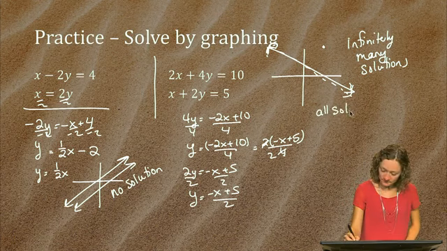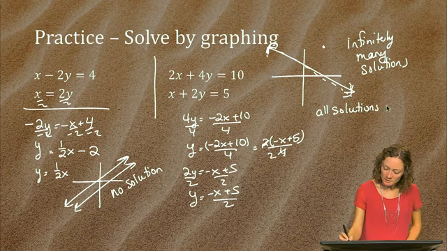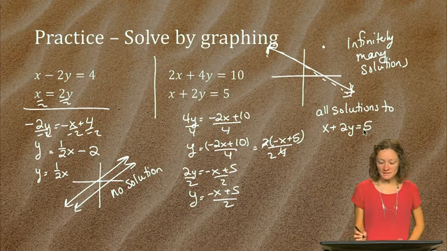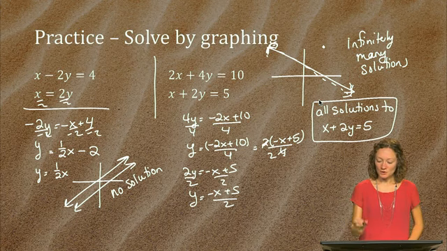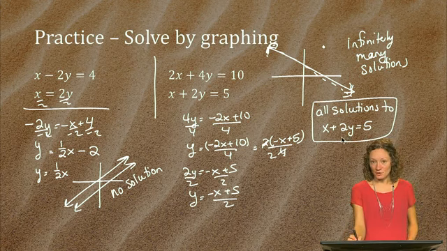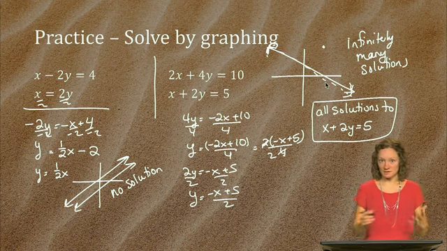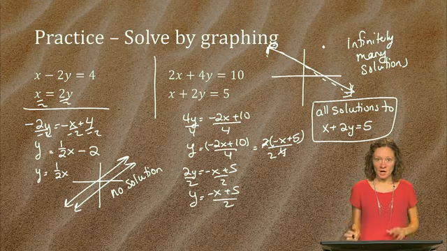All solutions to, and then you list one of the two equations. It doesn't matter which one, but this is how you'll give the answer. All solutions to this equation. So this basically says if an ordered pair works for this equation, then it works for the system of equations. System meaning more than one. All right, so that's a little bit with graphing.